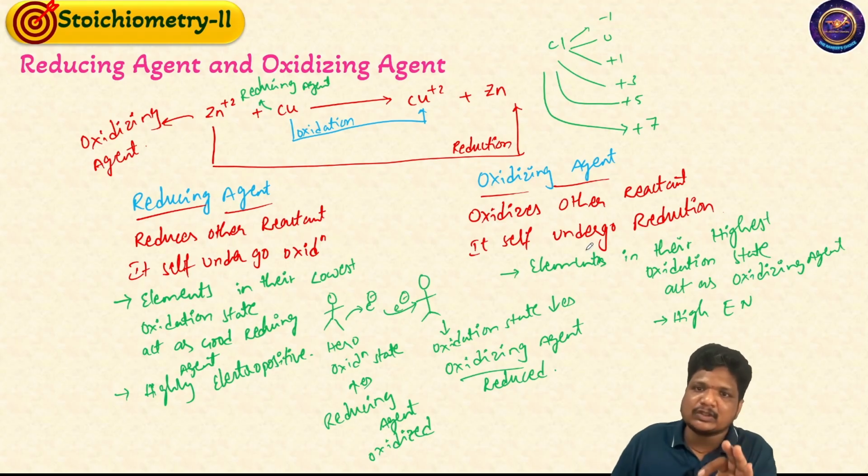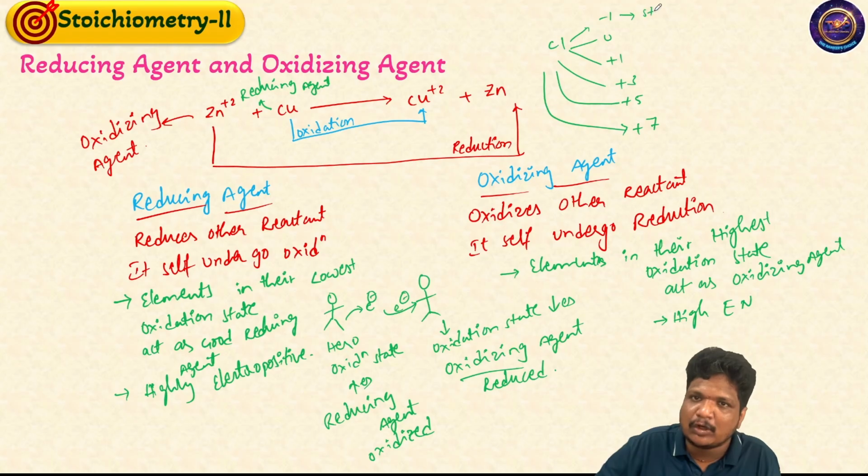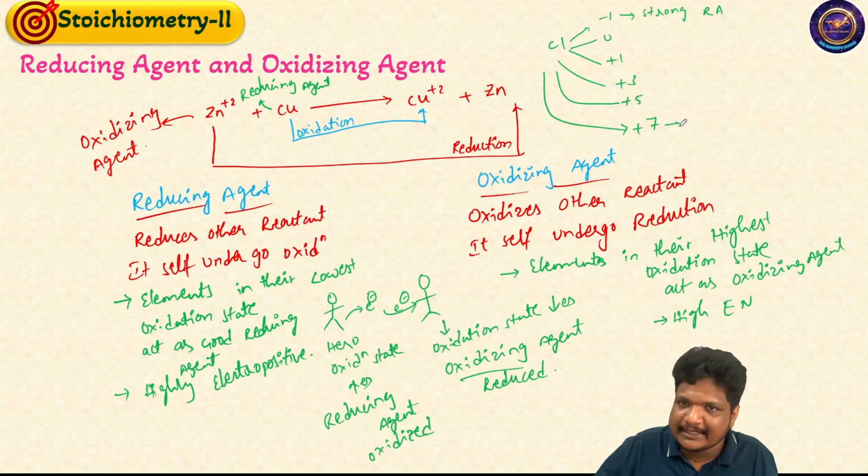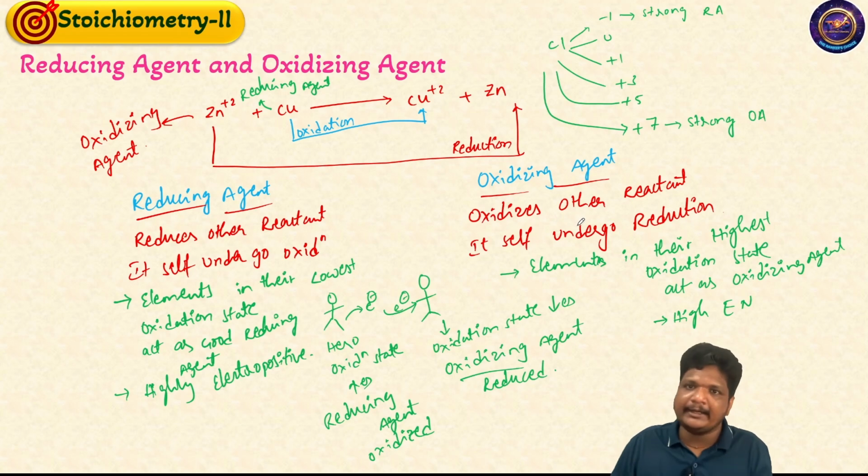దీంట్లో ఎవరు స్ట్రాంగ్ ఆక్సిడైజింగ్ ఏజెంట్, ఎవరు స్ట్రాంగ్ రెడ్యూసింగ్ ఏజెంట్? సో -1 యాక్ట్ యాజ్ ఏ స్ట్రాంగ్ రెడ్యూసింగ్ ఏజెంట్. +7 యాక్ట్ యాజ్ ఏ స్ట్రాంగ్ ఆక్సిడైజింగ్ ఏజెంట్. OA అంటే ఆక్సిడైజింగ్ ఏజెంట్, RA అంటే రెడ్యూసింగ్ ఏజెంట్.